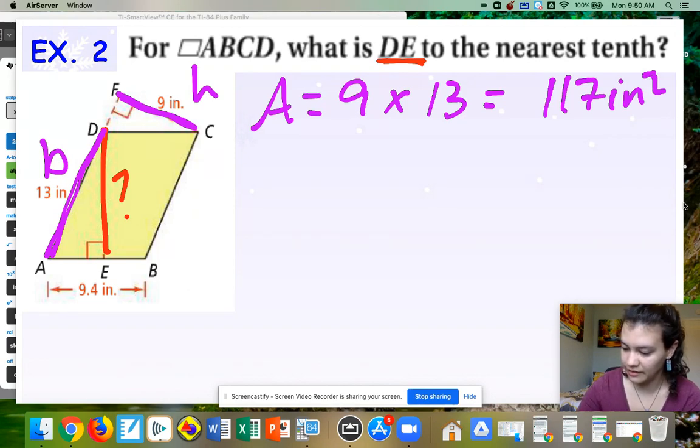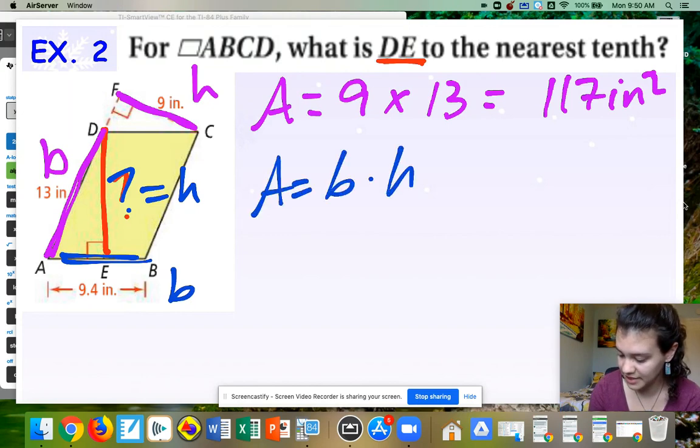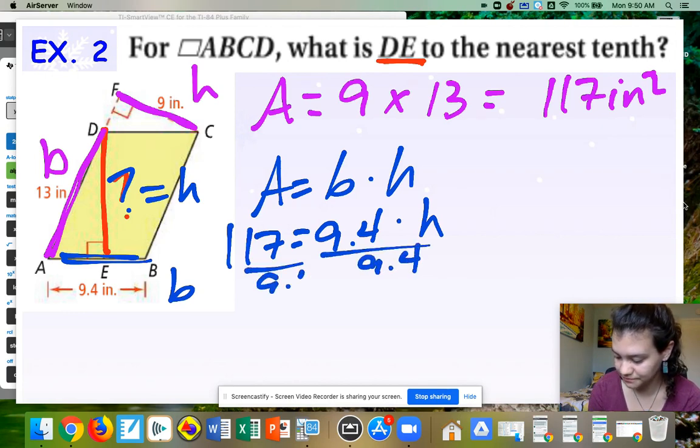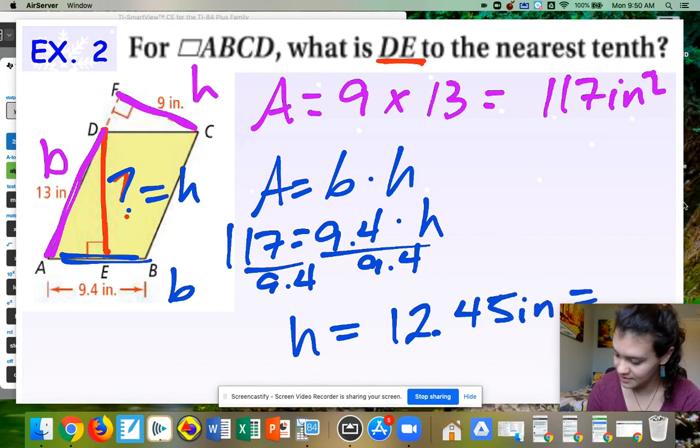So then I can switch colors, and we're going to find what this is. So this is going to be a height, and this would be the corresponding base. So we know area is base times height. The base is 9.4, and we don't know what the height is, but we know the area is 117. So now we can solve for the height. You can divide by 9.4, and your height is going to equal 12.45 inches, and that's the same as D.